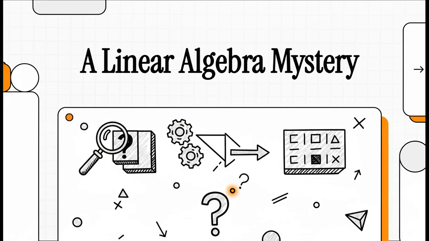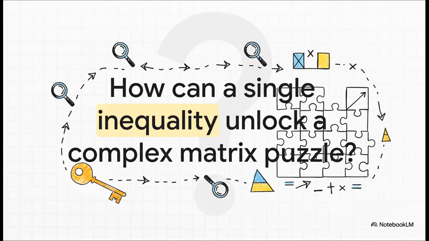Welcome to the Explainer. Today, we're going to put on our detective hats to solve a classic linear algebra puzzle. We've got transformations, we've got matrices, and right in the middle of it all, there's a single unknown variable holding all the secrets. So here's the central question you've got to ask, right? How can one tiny, simple rule, an inequality about the outcome of a transformation, tell us something so specific about its hidden parts? Well, that's exactly what we're here to find out.